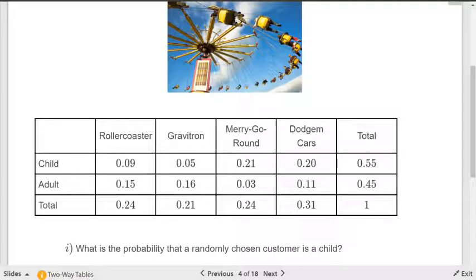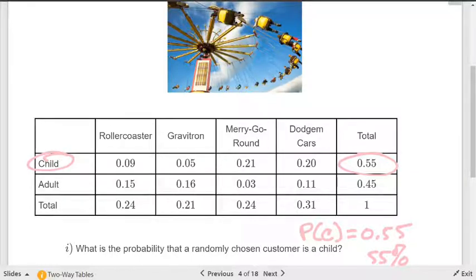So, is that 2 categories or 1? It's 1. Child. So that means we want to go all the way across. Okay? So the probability of a child is 0.55, or if you want to write it as a percent, 55%, right? So one label always goes across to the total.